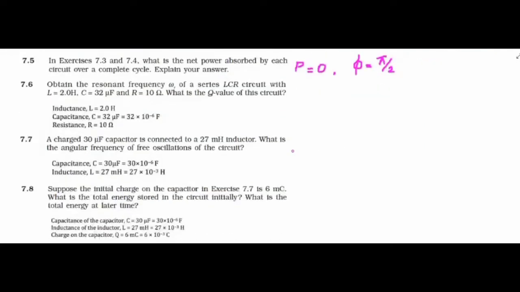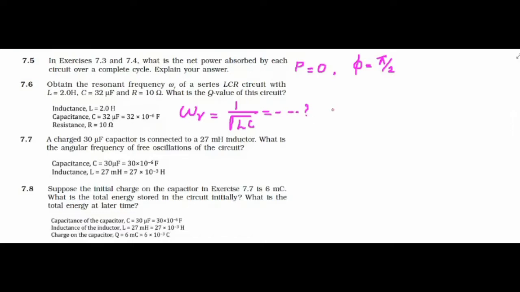Now, question 6. Obtain the resonant frequency omega r of a series LCR circuit with the LCR values given. Also calculate the Q value of this circuit. Okay, resonant frequency formula omega r is equal to 1 divided by root LC. Values of L and C are given, so that omega r you can calculate.